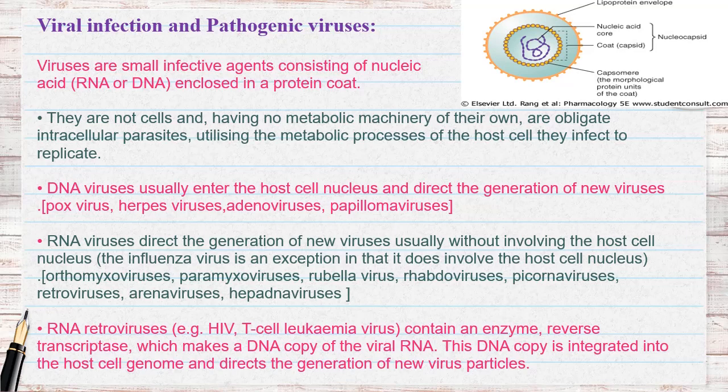Now, what is happening here is that these intracellular parasites have no metabolic machinery of their own. So for their survival, they have to depend upon the host cell. In order to replicate, they have to attach to and enter a living host cell. And this living host cell could be an animal cell or a plant cell or a bacterial cell, which is essentially required to use all its metabolic processes for its survival.